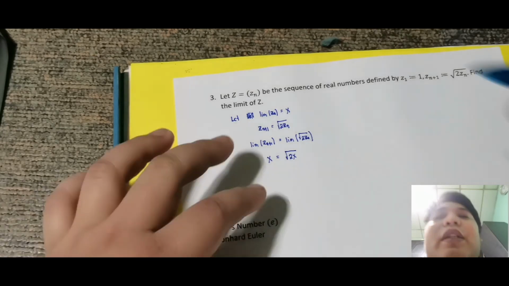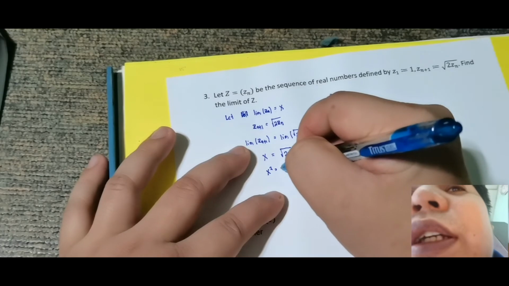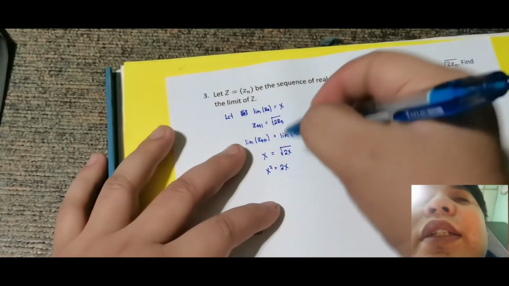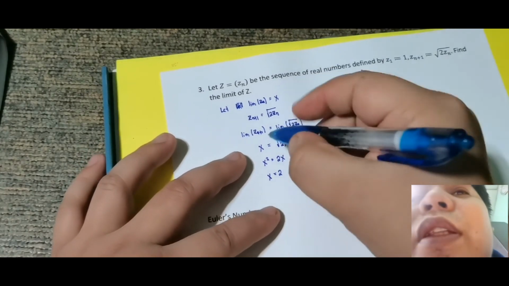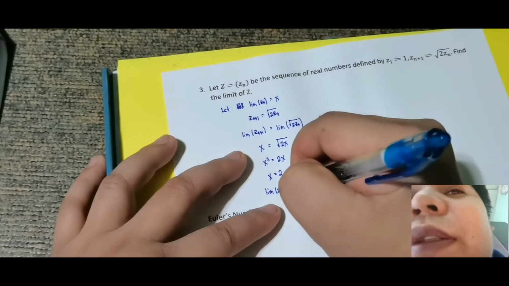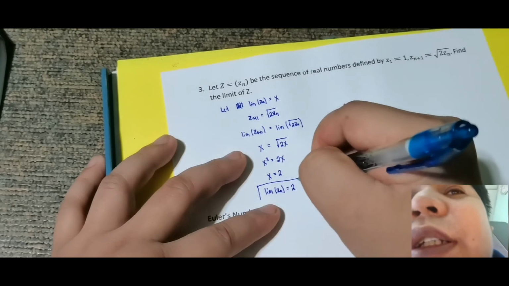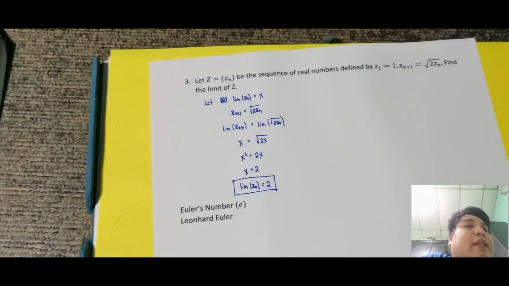Square natin both side, that is x squared, which is equal sa 2x. Okay, then divide both side by x. Therefore, x is equal to 2. So, ano yung limit? Therefore, the limit of c sub n is equal to 2. And this is the answer. Okay, so napakadali niya talaga.